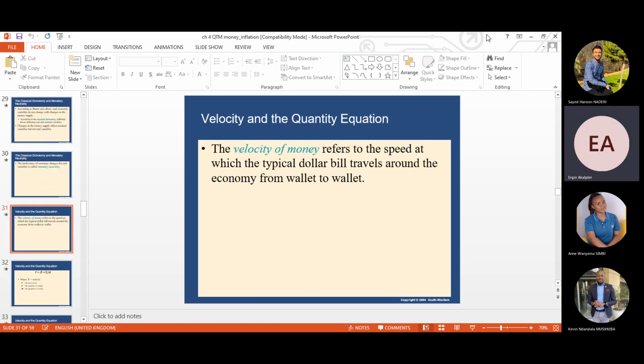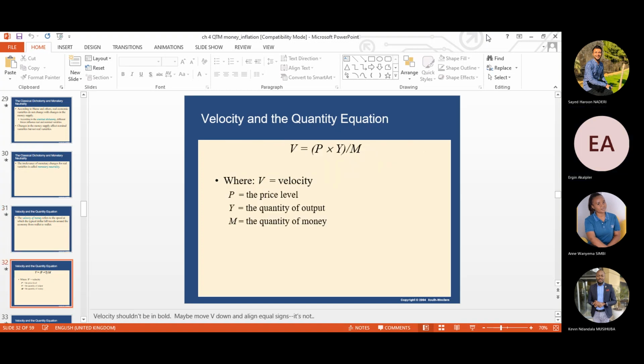The velocity of money refers to the speed at which the typical dollar bill goes from place to place, and how fast this money circulates in the system. The speed of money, so-called velocity, is the circulation period of the money, whether it is circulating very quickly and affecting the economy, or very slowly and sluggishly affecting the economy.